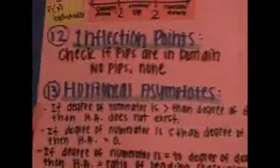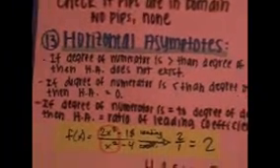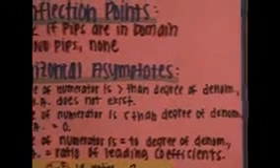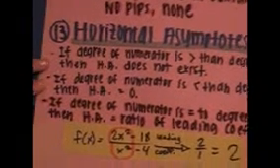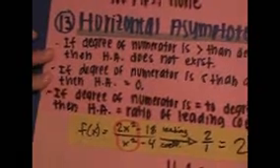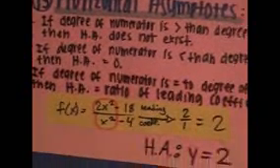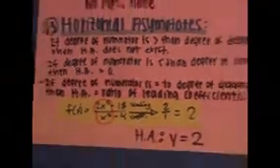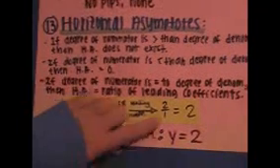Now for the horizontal asymptote, you will look at the degree of the numerator and the denominator. If the degree of the numerator is greater than the degree of the denominator, then the horizontal asymptote doesn't exist. If the degree of the numerator is less than the degree of the denominator, then the horizontal asymptote equals 0. In the case of our problem, the degrees are equal, so the horizontal asymptote equals the ratio of the leading coefficients, which is 2 to 1. So our horizontal asymptote is y equals 2, as you can see here.